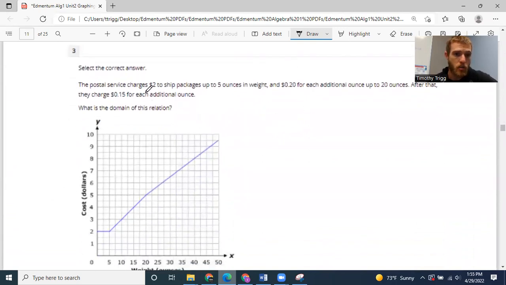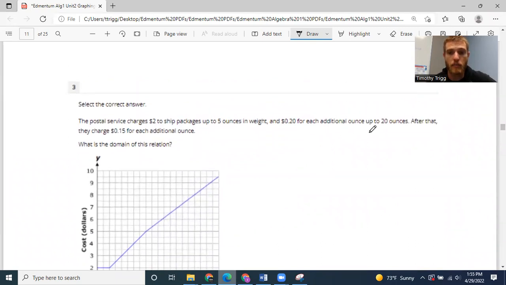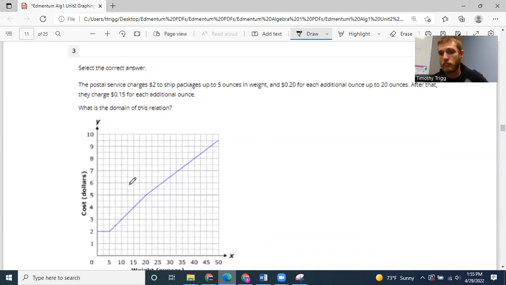The Postal Service charges $2 to ship packages up to 5 ounces. Okay. And 20 cents for each additional ounce up to 20 ounces. After that, 15 cents for each additional ounce. So here's the graph. Okay, so we got the graph here. What is the domain of this relation?